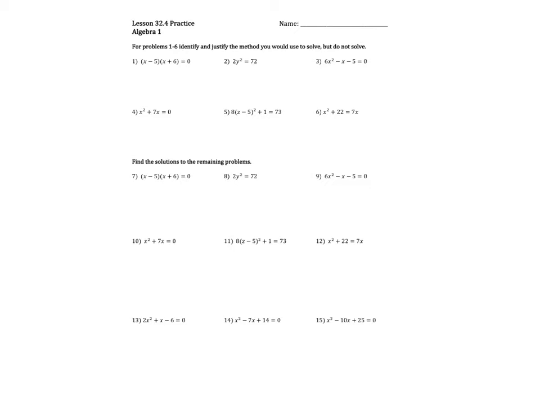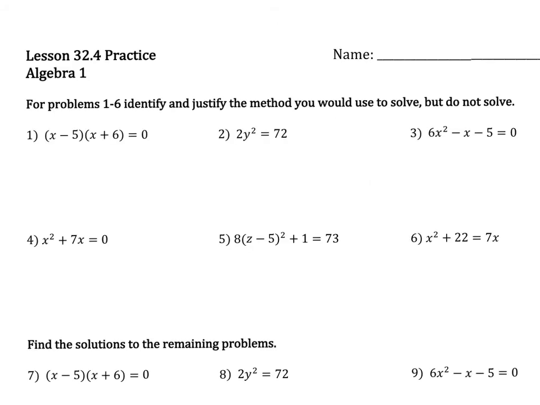Let's go ahead and start looking at the directions for problems 1 through 6. As you can see, it's asking us to identify and justify the method you would use to solve each of the problems below. But it also says do not solve. So let's go through the 3 methods that we've learned the past couple of days. We first learned how to solve through factoring. The next method that we learned was square roots. And the last method we just learned was the quadratic formula.